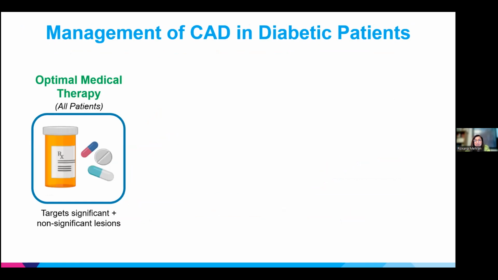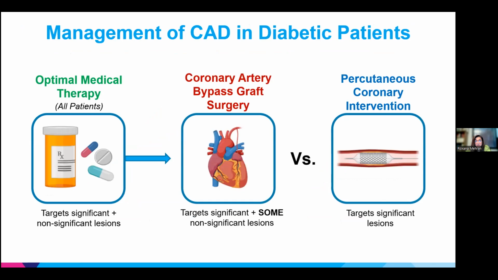Now, what have we done in treating patients with diabetes? The best is earlier diagnosis, optimal medical management with a very important emphasis on dealing with both target vessels and also non-significant stenoses when these patients present with coronary artery disease.